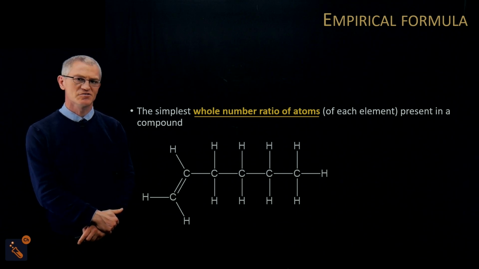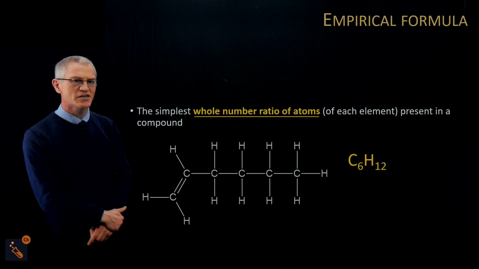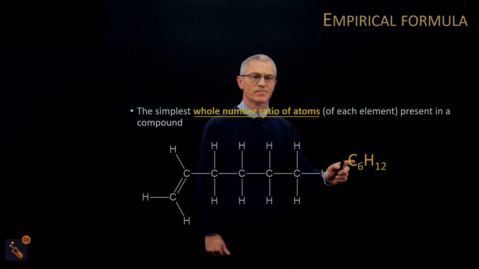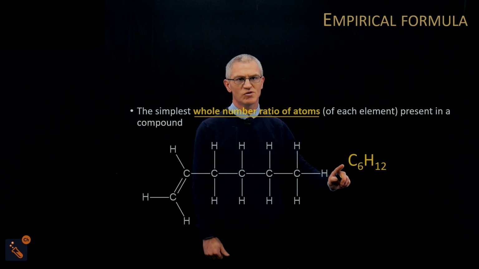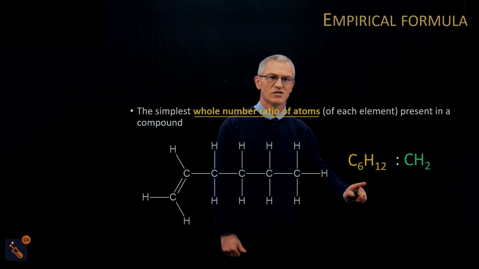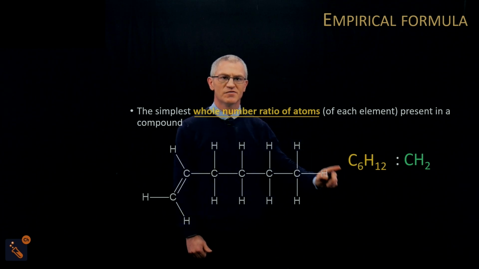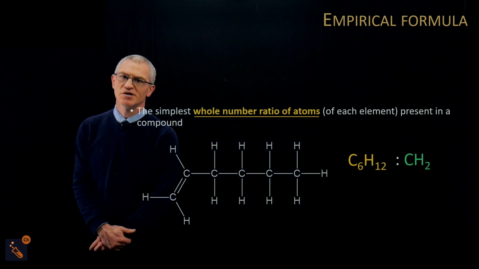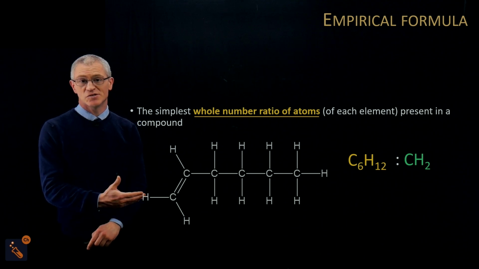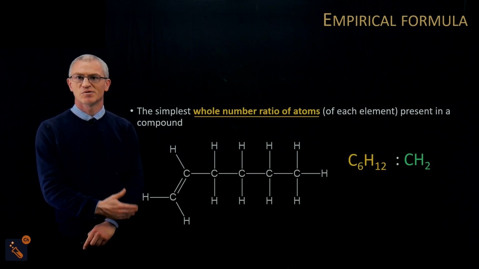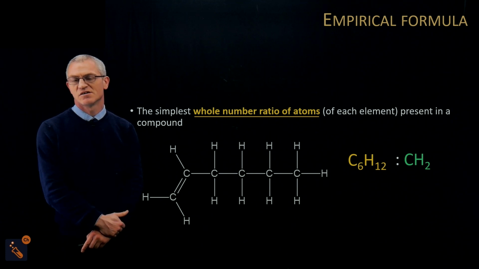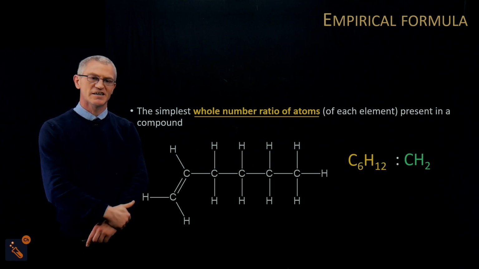So let's look again at hex-1-ene. Hex-1-ene's molecular formula was C6H12. And then if you go across and ask, what is the simplest ratio between those 2 elements? Well, the simplest ratio between those two elements is actually 1 to 2. So the empirical formula of this is CH2, but the molecular formula of this is C6H12. So they're quite different. Now, sometimes they can be one and the same thing. For example, in CO2, the simplest ratio of atoms to each other is 1 to 2, so it won't be different. But in a lot of molecules, they are different.